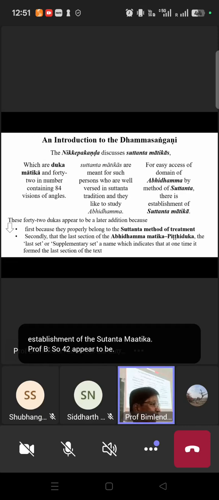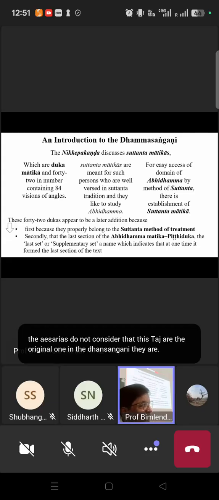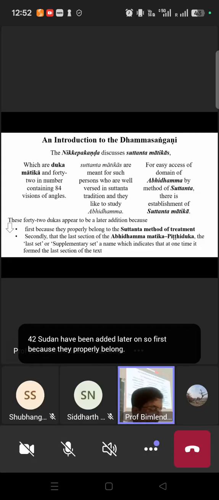Some of the Acharyas do not consider these to be original in the Dhammasangani. They are also of the opinion that they might have been added by later Abhidhammikas in the third Buddhist council, or after the third Buddhist council till the 1st century BC, because in the Milinda Pañha we first have the description of all seven books of the Abhidhamma Pitaka. This is the opinion of some scholars that these 42 Suttanta Matikas have been added later on, first because they properly belong to the Suttanta method of treatment.